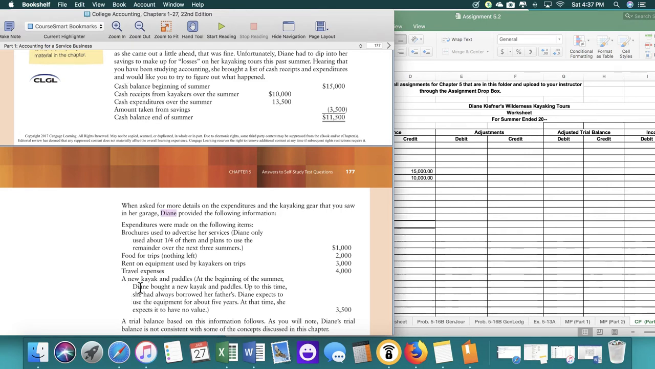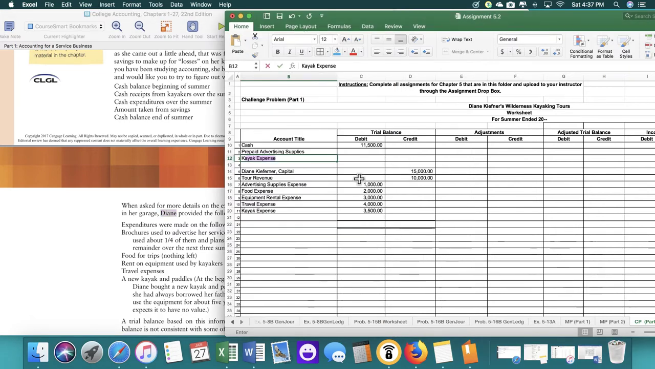She has a new kayak and paddles. So we're going to have an account with kayak and paddles, but we also need to have accumulated depreciation for those kayak and paddles. And since we have accumulated depreciation, we need to have depreciation expense for those kayak and paddles. So that takes care of part of getting the trial balance up to date.